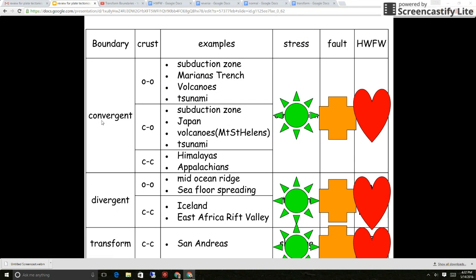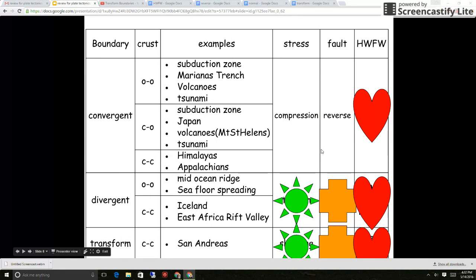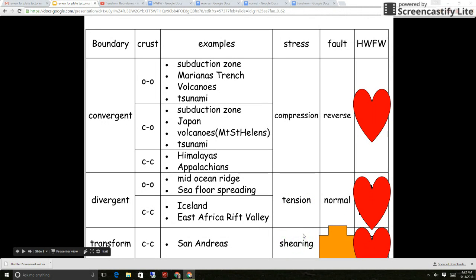Now, we also can talk about the type of stress that's at each of these boundaries. Convergent boundaries are where things move together. The type of stress is called compression. Divergent boundaries are where things pull apart. The type of stress is called tension. And transform boundaries are where things go past each other. The type of stress is called shearing.